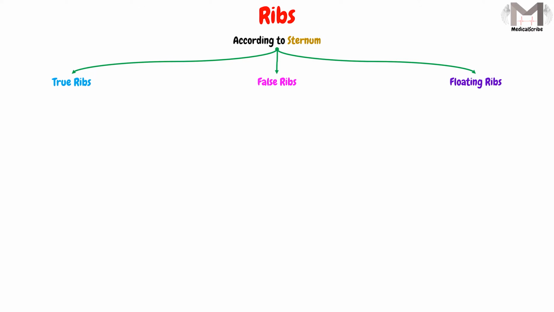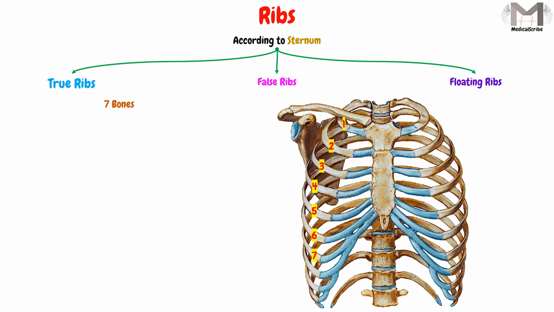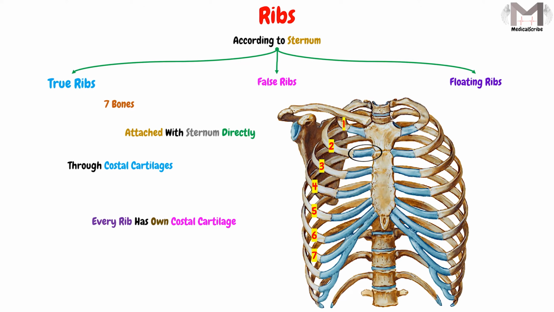So firstly, we have the true ribs. These are 7 ribs, and they are called true ribs because they attach to the sternum directly through the costal cartilages, and every rib has its own costal cartilage.